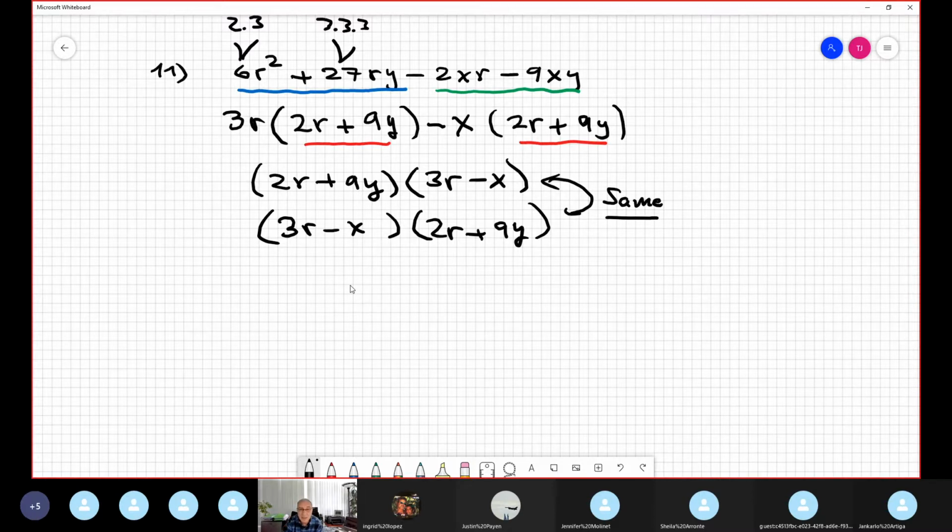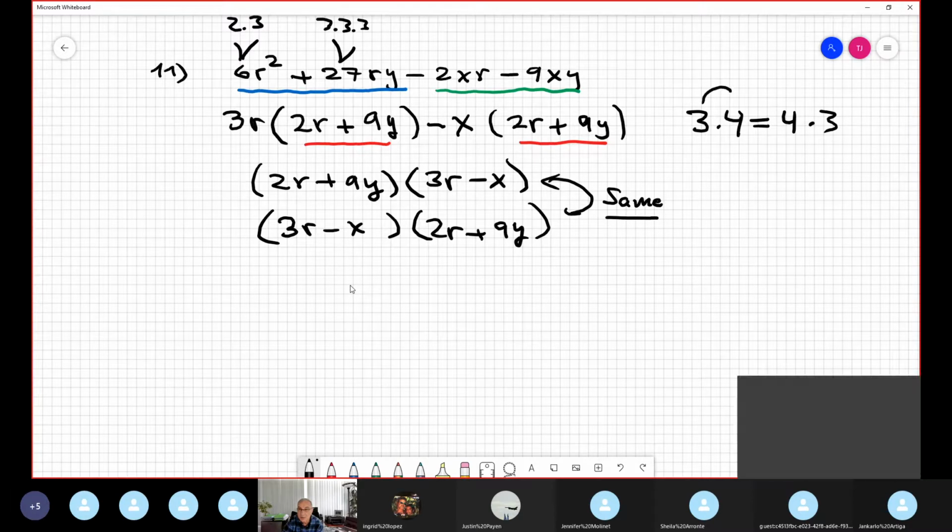Because it's clear, remember, we are working with the factor. And factor is multiplication. 4 times 3 is equal 4 times 3. So you permutation the factor, the answer is the same.